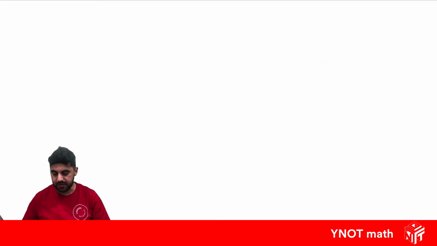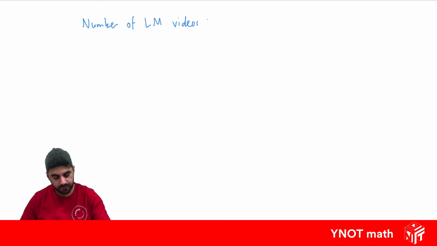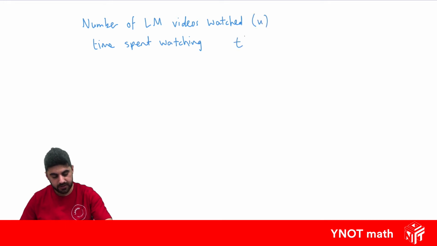Let's have a look at an example. So, say we have two variables. One is the number of Lahoud mathematics videos watched, and the other is the time spent watching videos. So let's call the number of videos watched N and the time spent watching T.